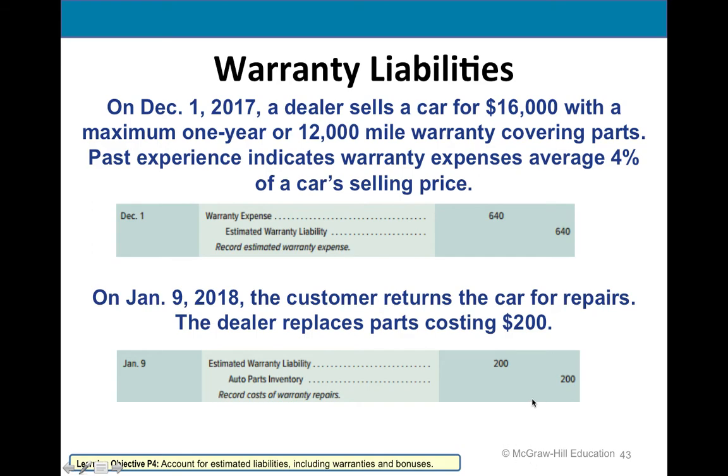Now, the customer returns the car for repairs, so the liability is going down. Remember, you're only going to cover $640. So now the liability went down by $200. And it came from parts, so you want to decrease the parts, or if you had to pay cash, decrease cash.